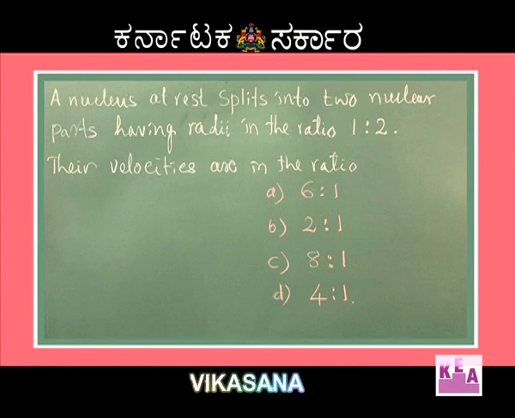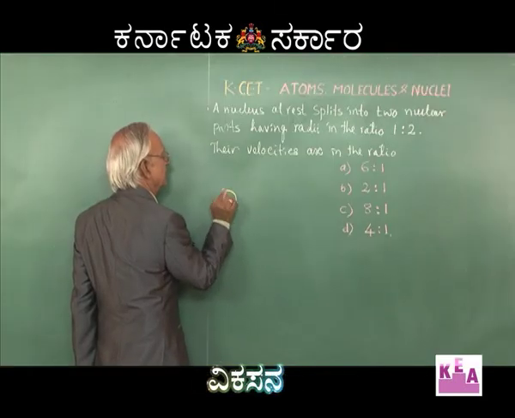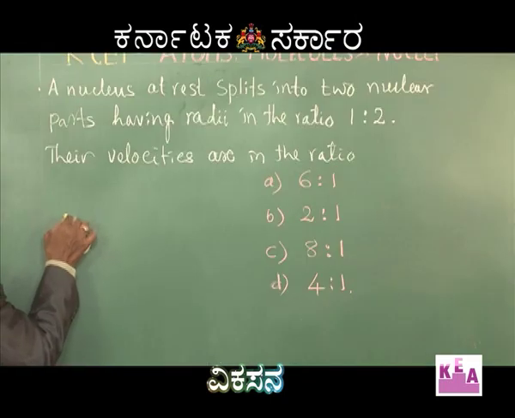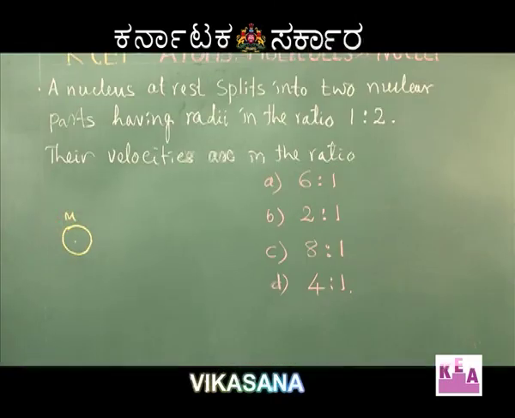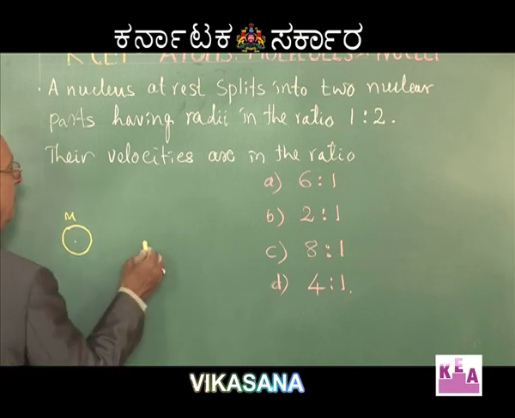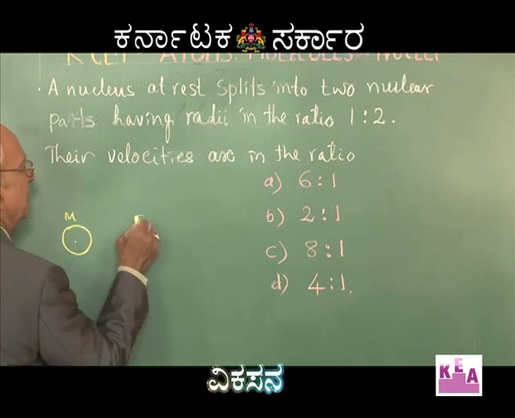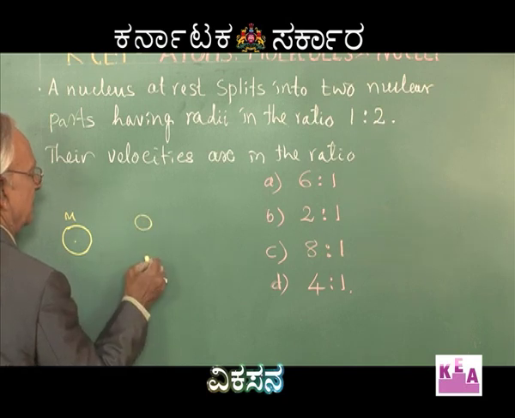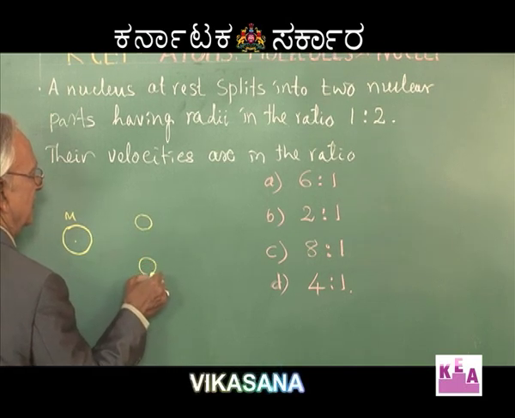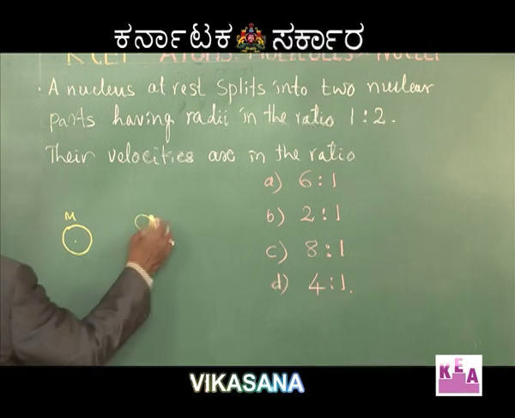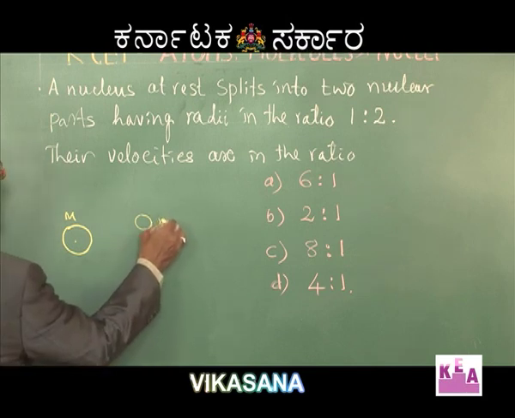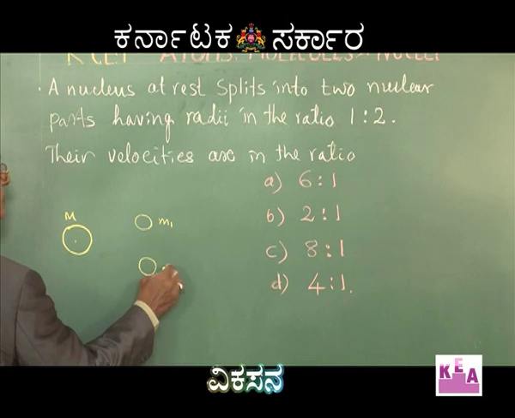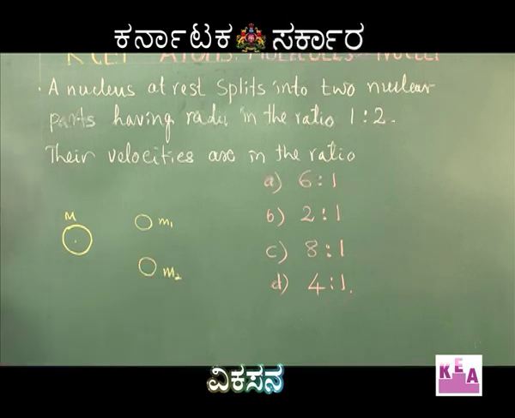So, if you just go carefully through the problem, see, initially the nucleus is at rest. So, let me show that this is the nucleus, original one. Say whatever you can take it as mass. It splits into two nuclear parts. So, suddenly if it splits, then two parts you take them as the smaller ones, and I can call that their masses will be, say, less than this m1 and m2.